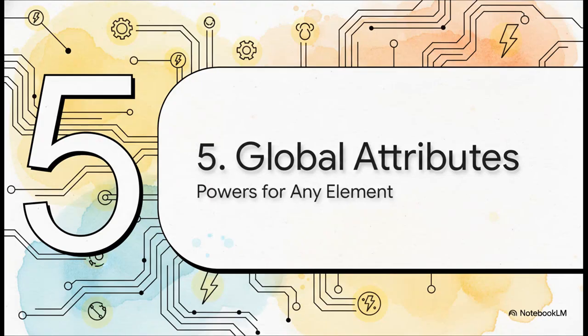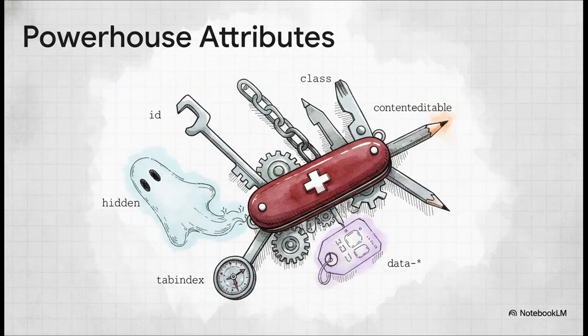Okay, for our last section, we're going into the pro-level stuff. We're talking about global attributes. Think of these as superpowers that you can give to pretty much any HTML element to unlock some seriously powerful functionality. Yeah, this is your new favorite toolkit. We all know id and class. Those are the basics, but if you ever use contenteditable, you can literally turn any text on your page into a mini text editor with that one attribute.